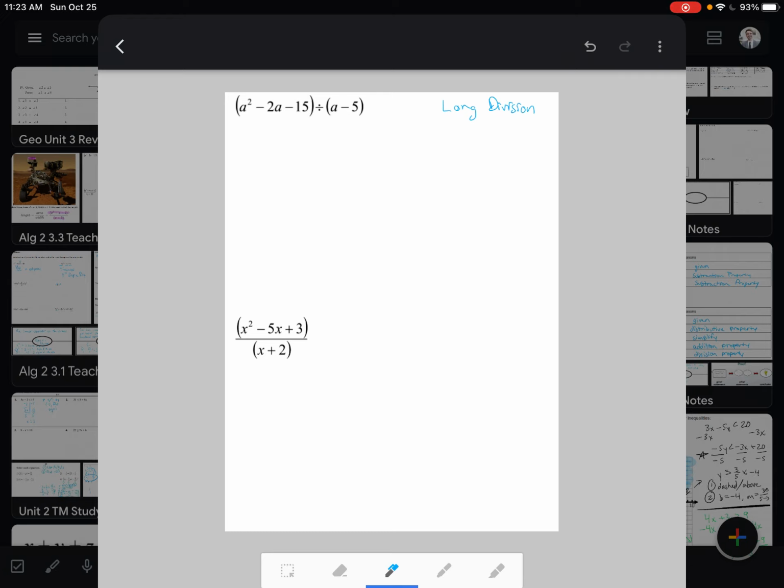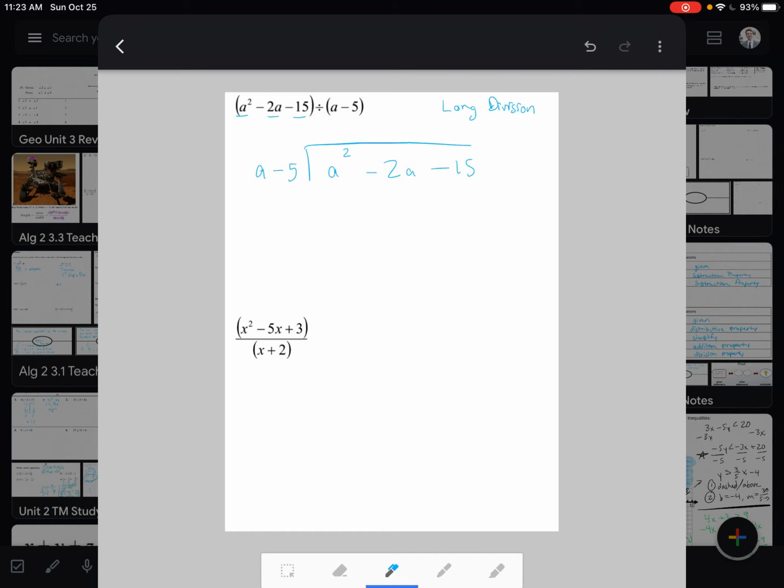Important things to note in long division: we do have to put the terms in descending order, and we're not allowed to skip a term even if the question does skip. Here we go from a second degree to a first degree to a constant, so there's no skipping and we don't need to worry about that. Inside of the house, we are going to put down a squared minus 2a minus 15. And on the outside of the house, we'll put our a minus 5 term.